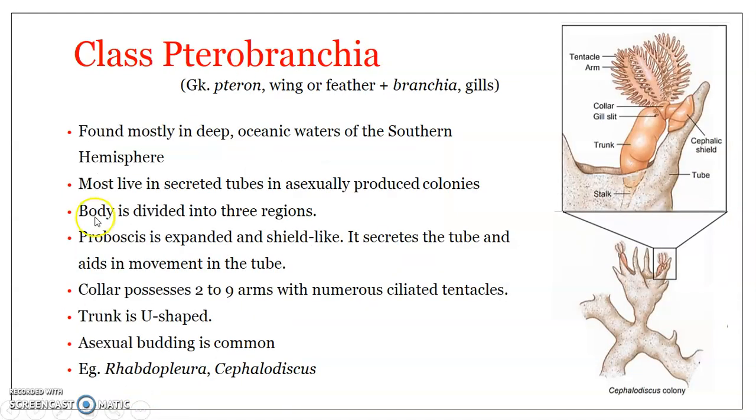Coming to the next class, it is class Pterobranchia. Pteron means wing or feather, and branchia means the gills. So it is because of these gill structures that the name has come. Okay, the Pterobranchia are small, marine, sedentary or sessile hemichordates, and they are commonly referred to as sea angels. They are usually colonial.